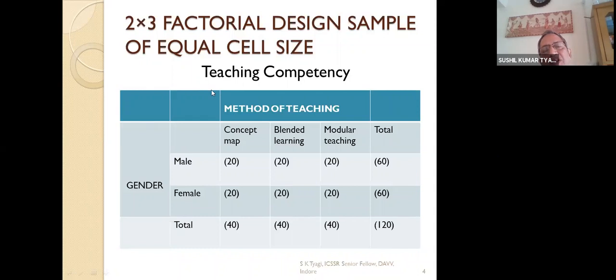Now there can be a 3 by 3 factorial design ANOVA, a 3 by 4 factorial design ANOVA, depending upon the number of levels of each factor. There can be a 2 by 2 factorial design ANOVA.